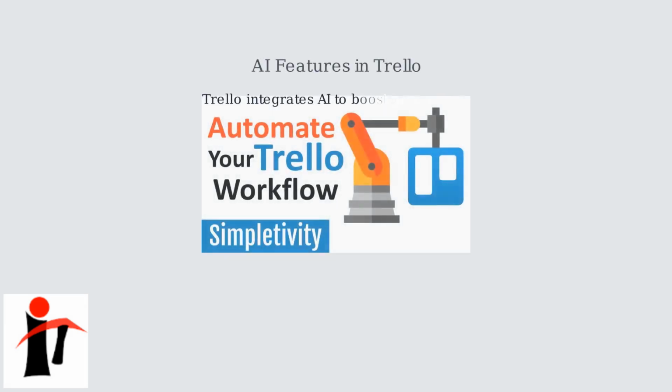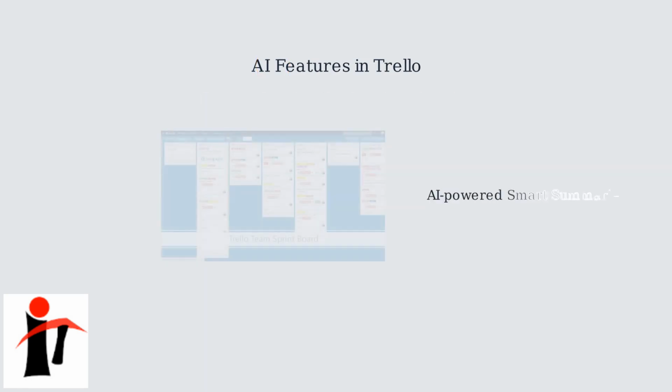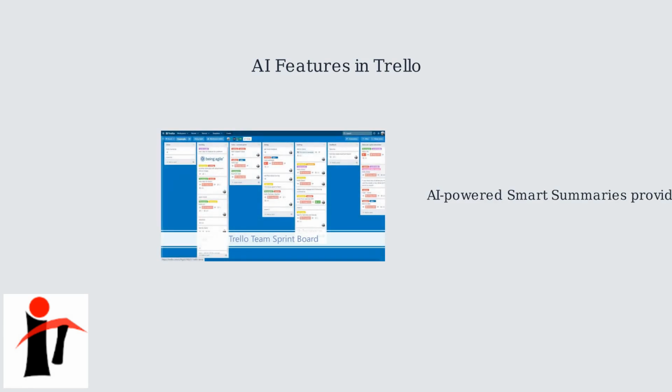Trello is increasingly integrating AI to boost productivity and streamline workflows. Recent updates include AI-powered smart summaries, which automatically generate concise overviews of your boards, helping you quickly understand project status without manual review. Butler, Trello's automation tool, has been enhanced with AI to create custom rules and automations, such as automatically assigning tasks or sending notifications, all without requiring coding skills.